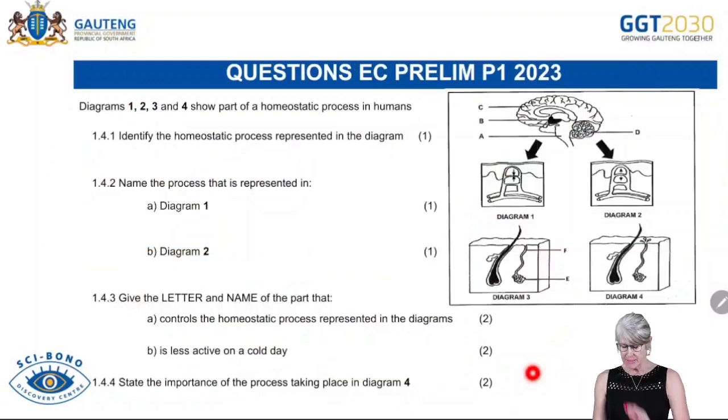Okay, so have a look quickly at a question. They say diagrams 1, 2, 3, and 4 show part of a homeostatic process in humans. Identify the homeostatic process represented.